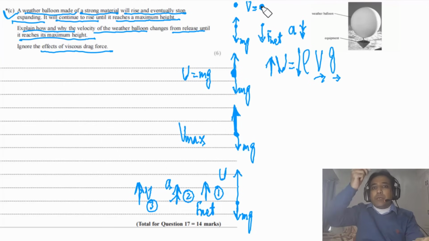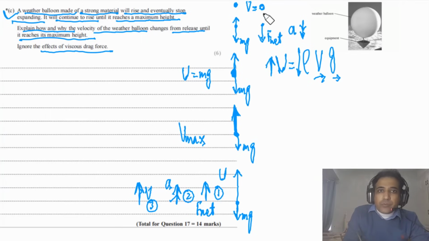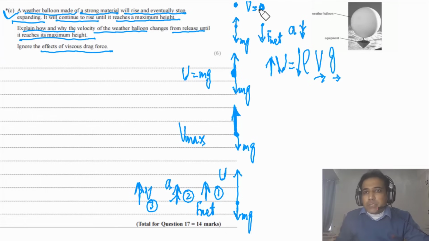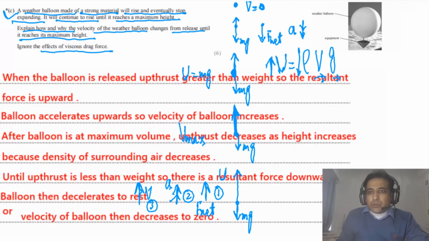You throw something in the upward direction, it is in free fall, gravity is down, so it will decelerate, finally its speed will be equal to 0 at maximum height. So these are the points. Let me show you the answer, how you can write down your answer in a logical order. So these are the points you have to mention in your answer.